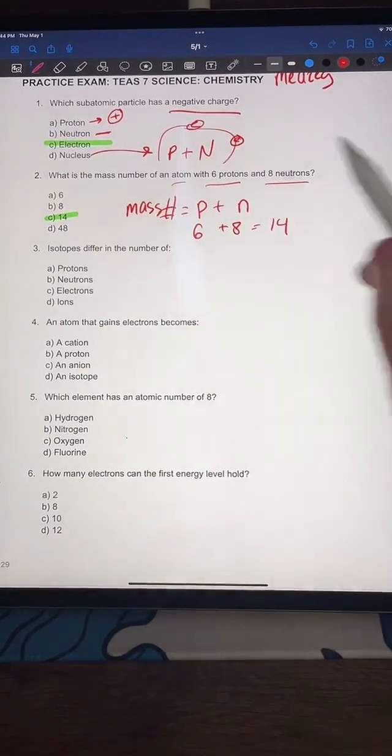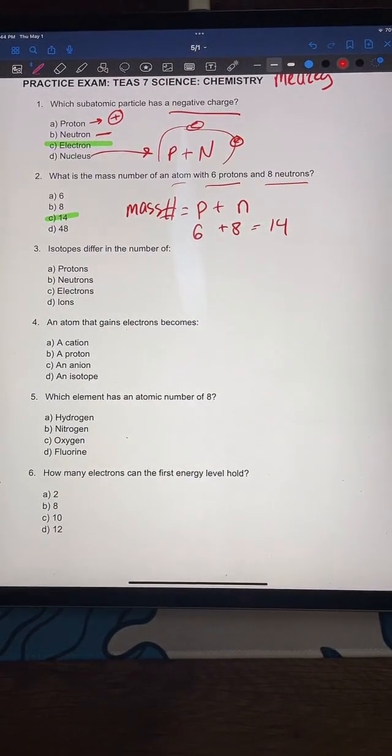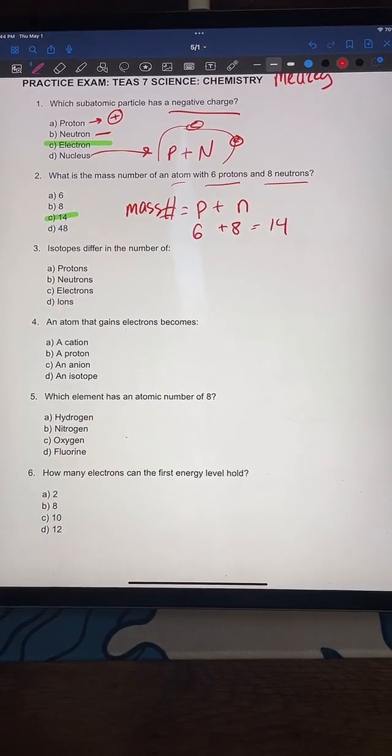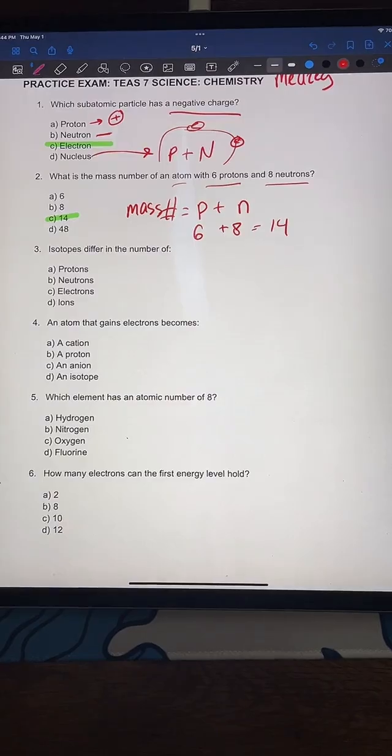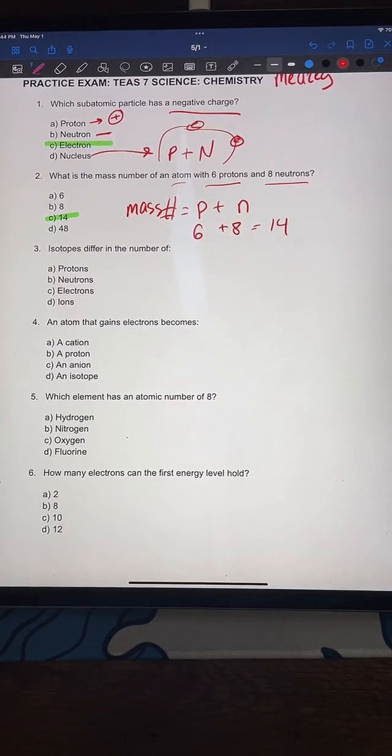Number 3, isotopes differ in the number of... and hello to everybody that just joined. Welcome in. We're doing some chemistry review for the TEAS science section. And I will be posting this to YouTube afterwards as well. I'll give you guys a moment to answer.